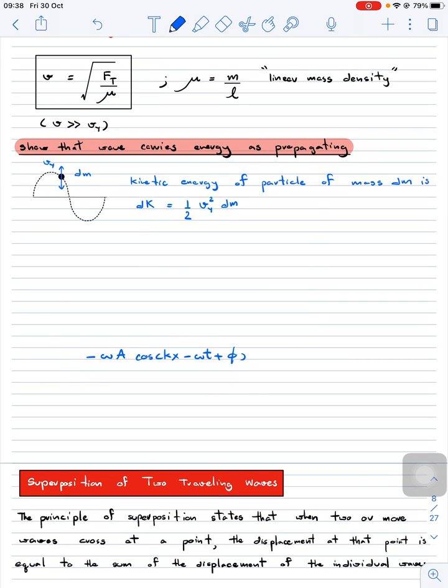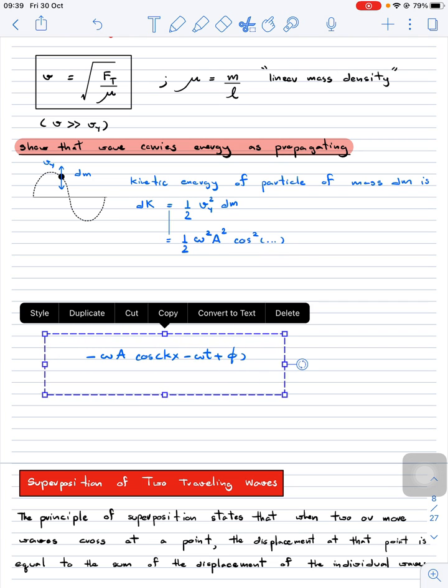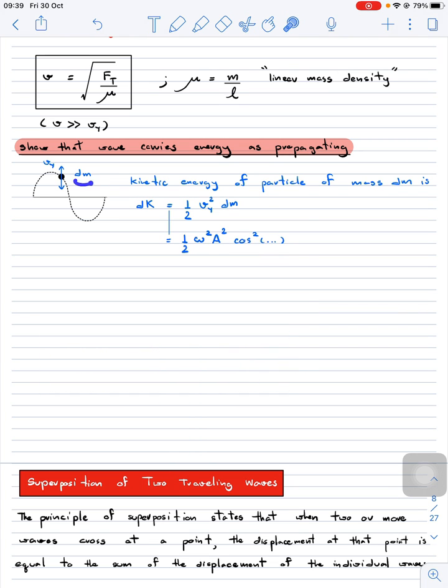Okay, so then we have the 1/2, right, and then the omega square times the a square, because we have the Vy square, and then times the cosine square, and then blah blah blah here. So this blah blah blah is just equal to this argument, and then times the dm. But now I just want to convert the dm to be the mu and then the position.